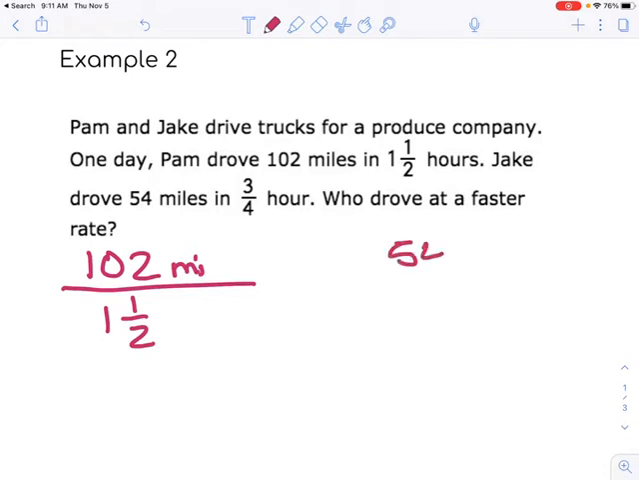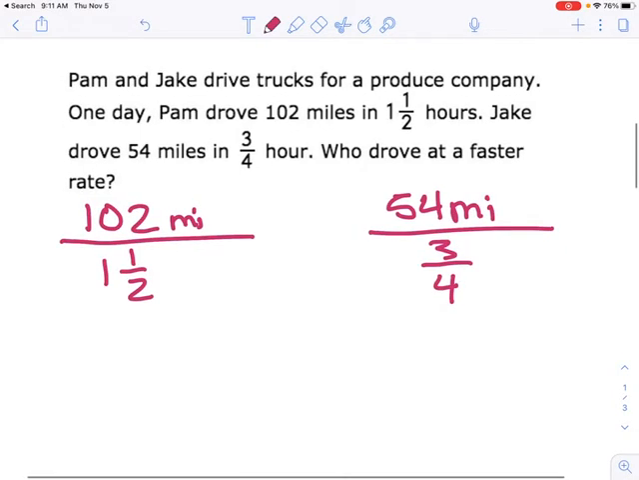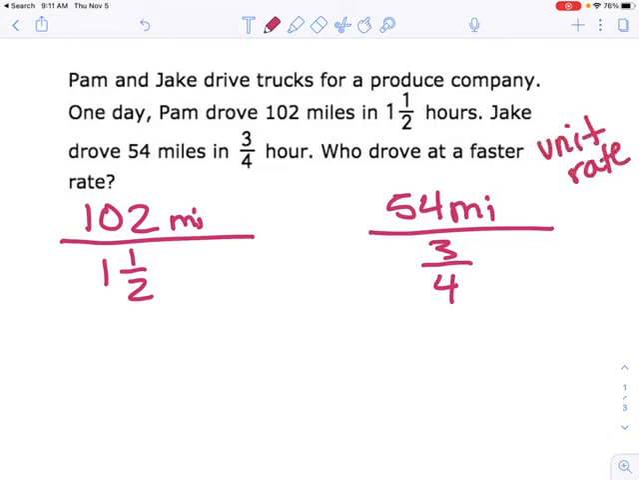And Jake drove 54 miles in 3/4 hour. Who drove at a faster rate? So I, again, want to find my unit rate here. So I want to divide, but first I want to turn this mixed number into an improper fraction. If we don't remember how to do that, it's whole number times denominator plus our numerator.